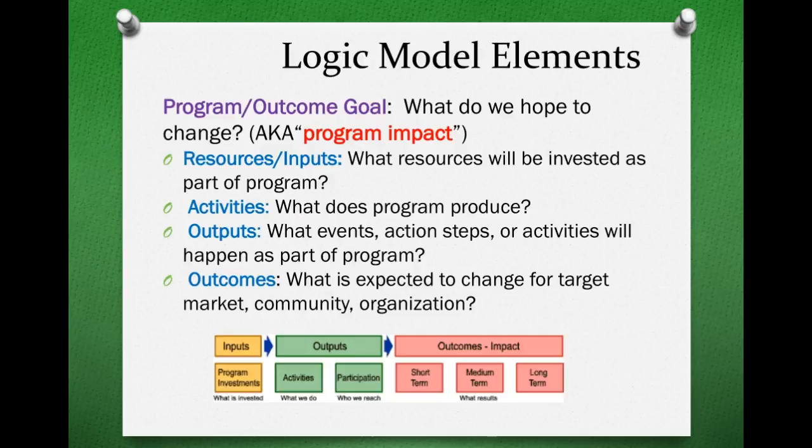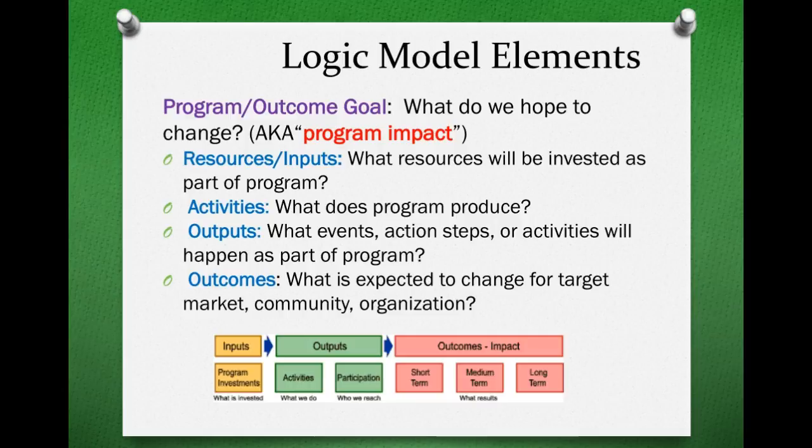There are different elements that go into a logic model. The first overall one is the program outcome or goal. So what do we hope to change? What sort of impact ultimately do we want our program to have? If you look at the logic model outline underneath, oftentimes that's a long-term impact. So in order to get there, what resources or inputs will be invested as part of the program? What activities does the program produce? What do we do? Outputs, what events, action steps, or activities will happen as part of the program?